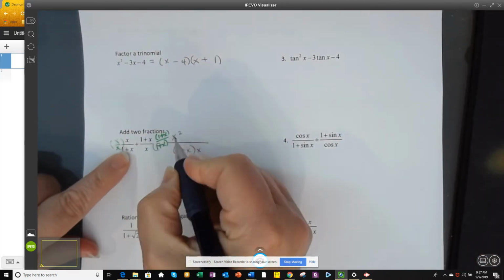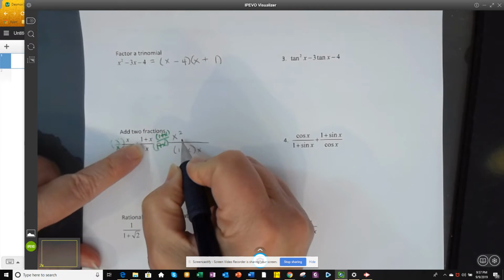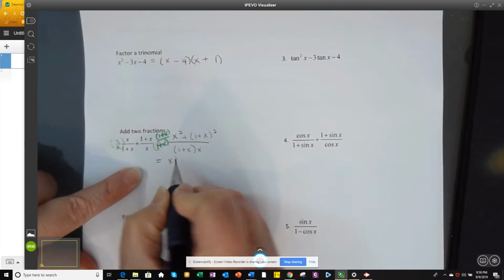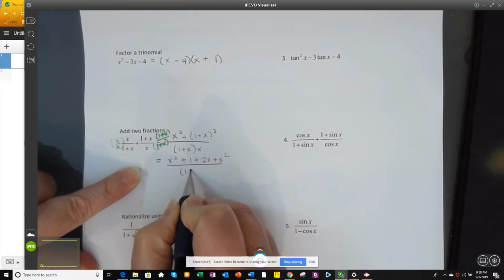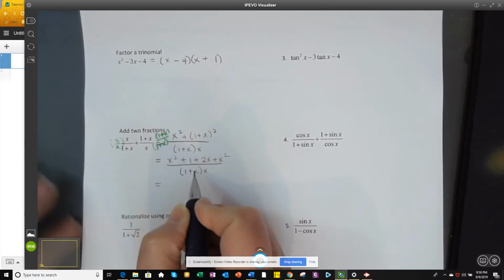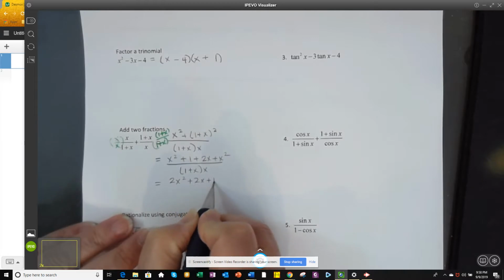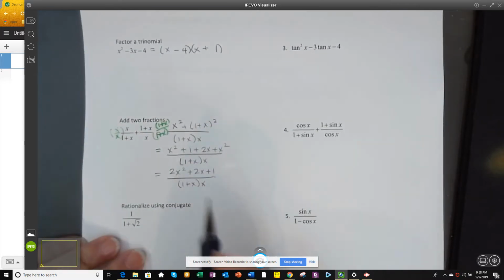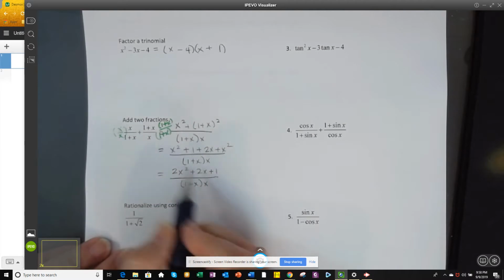And I'm going to get x squared for the contribution from this first term, and then we're going to get 1 plus x quantity squared, which I'll have to expand. So we get x squared plus 1 plus 2x plus x squared all over 1 plus x times x. And then we're going to get 2x squared plus 2x plus 1, if I put the exponents in decreasing order, over 1 plus x quantity times x. All right, so we just found a common denominator and found a single fraction out of 2.